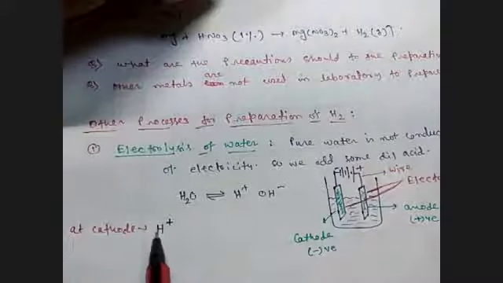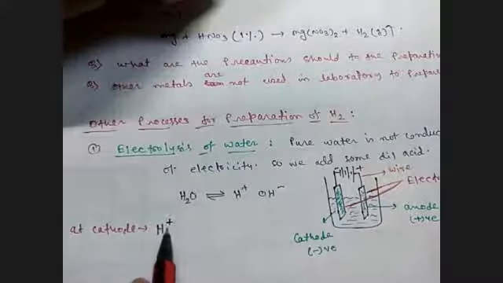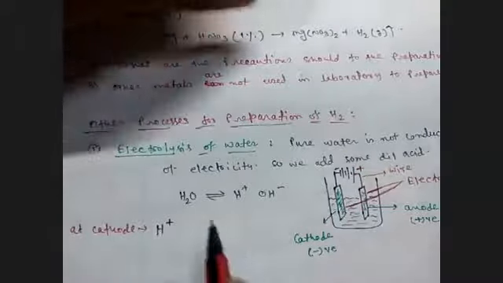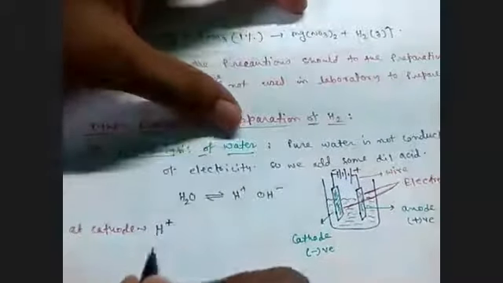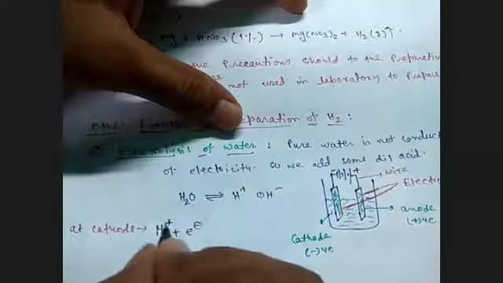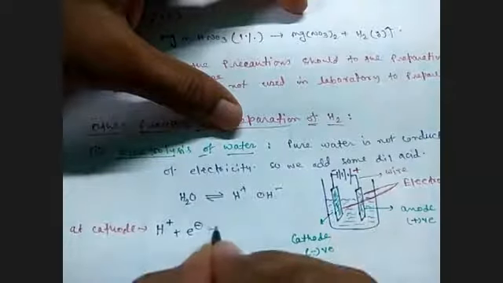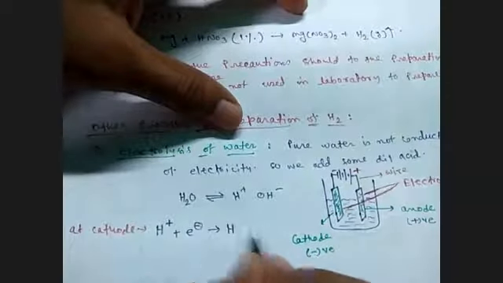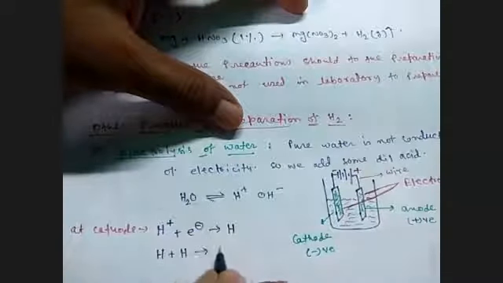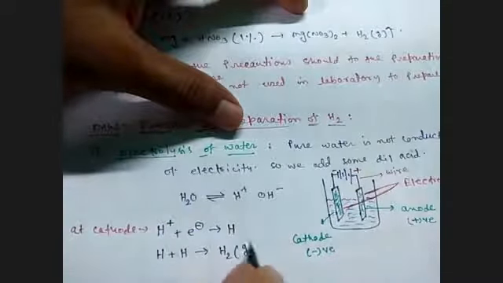To neutralize H plus, if it has to go to 0, what will H plus do, accept electron or lose electron? Sir, accept. It will accept. How many electrons will it accept? It will accept 1 electron, as here only plus 1. So at cathode it forms H. After that, 2 hydrogen join with each other to form hydrogen gas at the cathode.